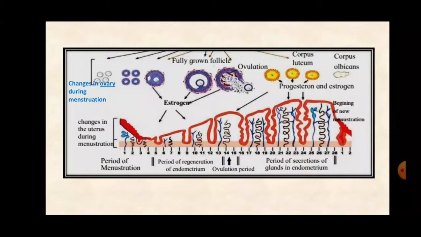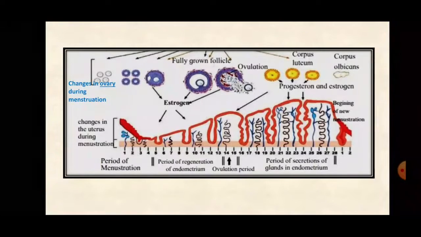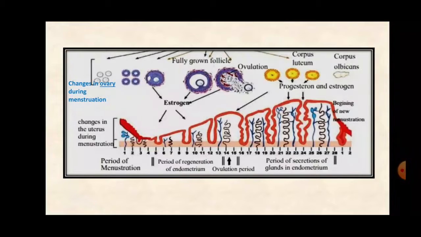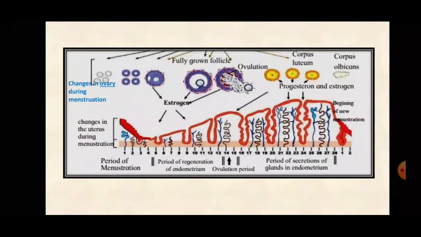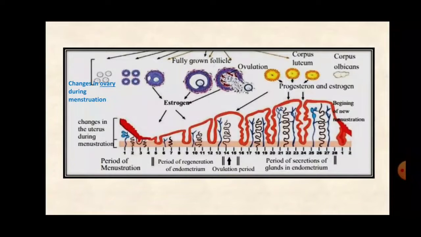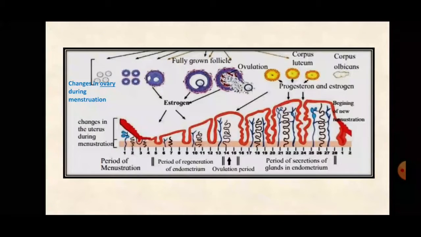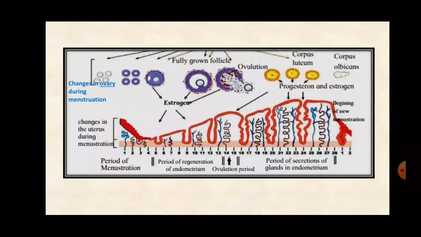forms corpus luteum. The yellow colored structure you can see. Okay, now this follicle is just a tissue which forms into corpus luteum. This corpus luteum secretes progesterone, which is the fourth hormone. It secretes progesterone. Now the endometrial glands, the glands of the endometrium tissue, they secrete their secretions under the effect of progesterone. Let me clear once again.